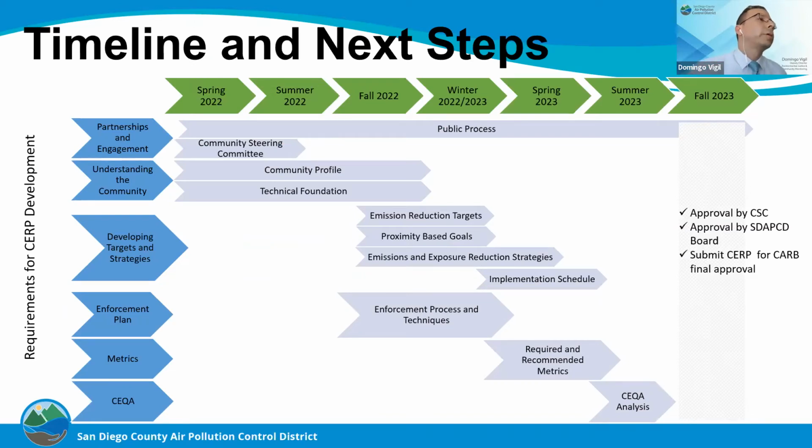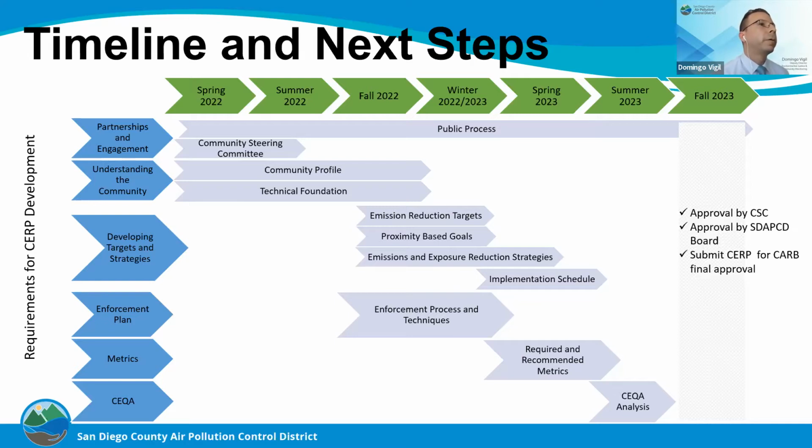This slide shows the general timeline for the project. On the left, you can see a column with all the required elements for implementing this program, and then a timeline at the top. From the inception of the program in the international border area, we've been working with the Community Steering Committee and establishing a public process for participation. We are collecting information to develop a community profile and a technical foundation that will inform the best strategies to reduce air pollution in the community.